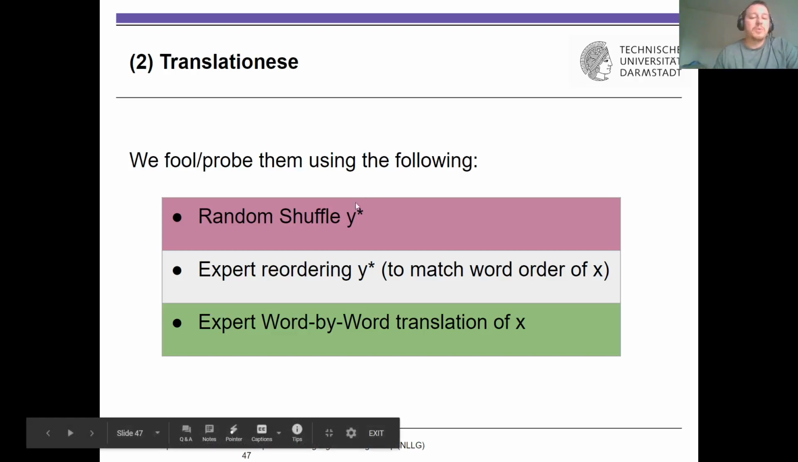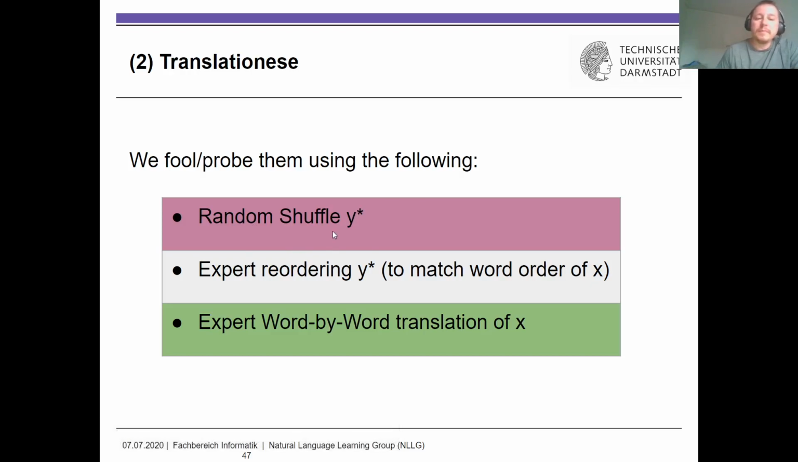We have our Y prime, our human references. We can just randomly shuffle them, so we just get a random word order. We want to test how our metrics react to that. Then a second thing that we try out is an expert reordering. We take a human expert, and the human expert reorders Y prime into the word order of the input sentence X. So they have the same order, more or less, if that is possible.